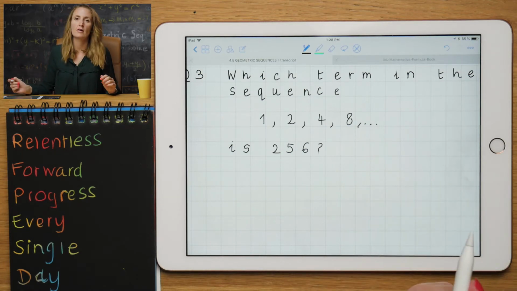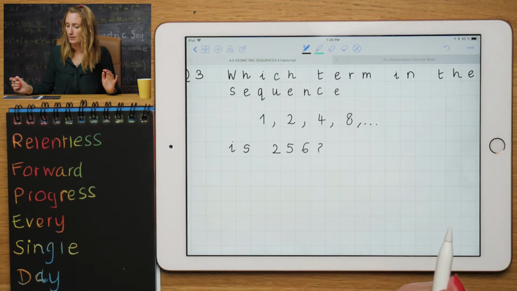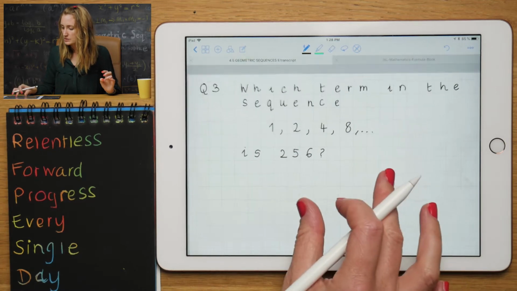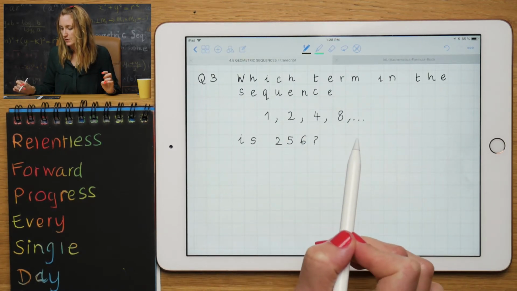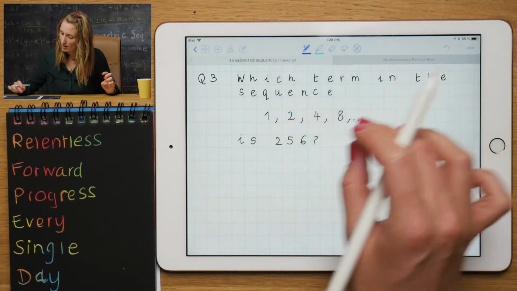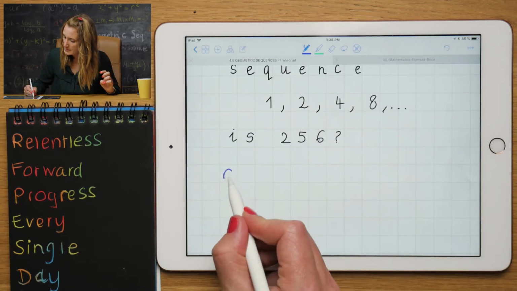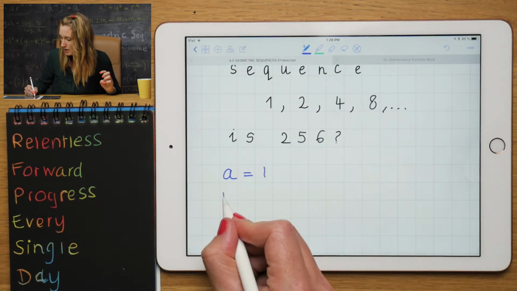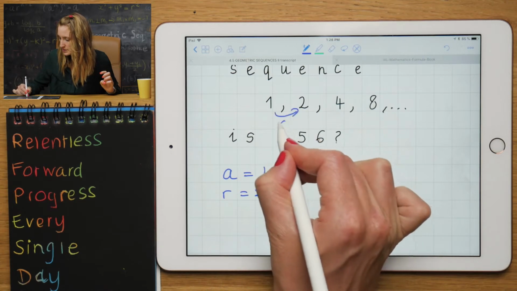Now we're going to look at a little bit more complicated questions. We should be very comfortable now with our nth term formula. Now, in this question, they've given us a sequence, so we can identify a and r. So straight away, I'm going to write down a is 1, r is 2, because each time it's times 2.